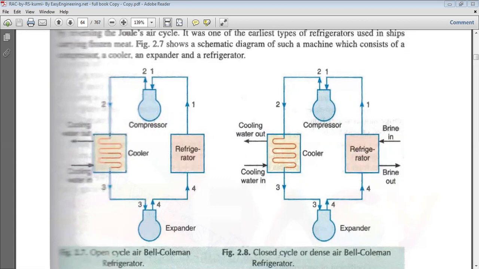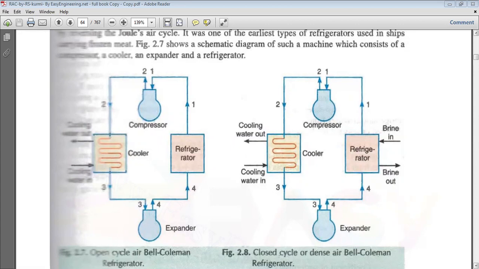What is an open cycle? It is where the cool air coming from the expander is directly circulated in the refrigerator where the products are to be cooled, and then it is sucked by the compressor from the refrigerator. That means the cool air absorbs heat directly by contact with the products which are to be cooled. When this happens, the cooling effect is better. That is a good advantage.